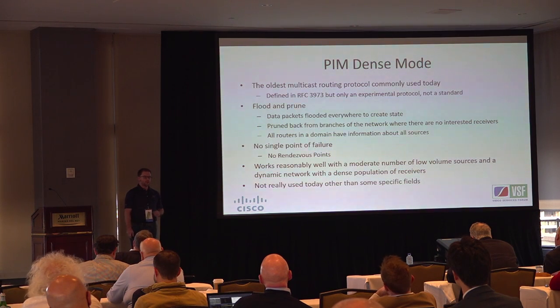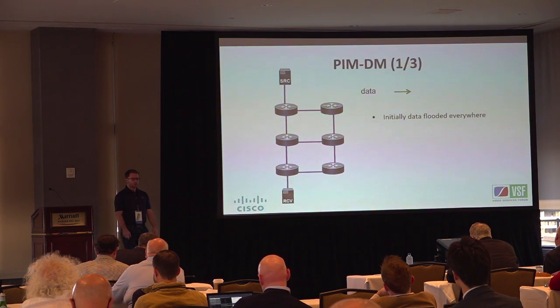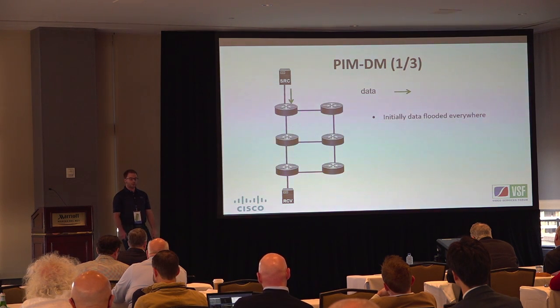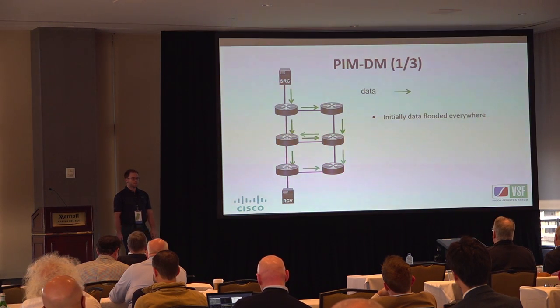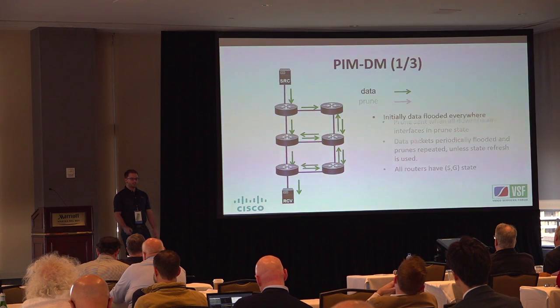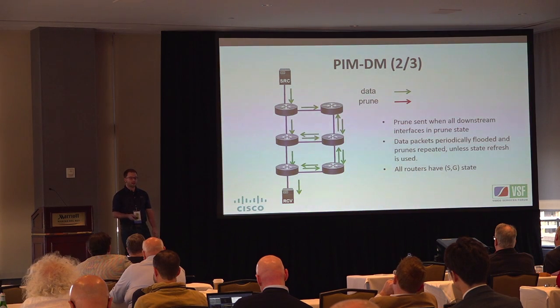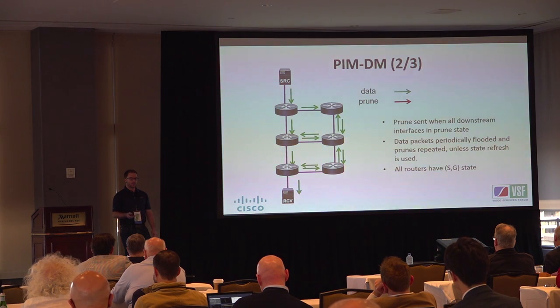Not really used today other than in some very specific fields, and in fact, some switches out there have actually deprecated dense mode. So the way that works, just from a graphical representation, is initially, data gets flooded everywhere on the network. Your actual multicast data will go and flood itself between every router in the network, every which direction, until finally it's everywhere, including the receiver. And then it'll flood a little bit more if it hasn't gone everywhere. After that, we need to prune where it's not needed. So prune is going to be sent to all the downstream interfaces that need to be in a prune state. Data packets are then previously flooded, and prunes are repeated until that state refresh is used.